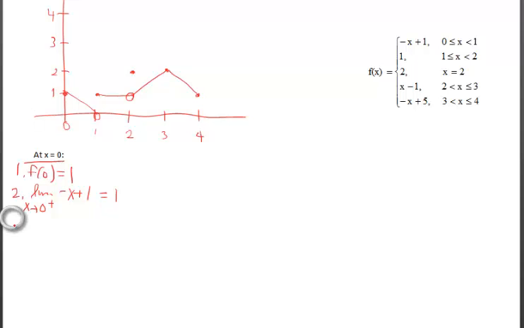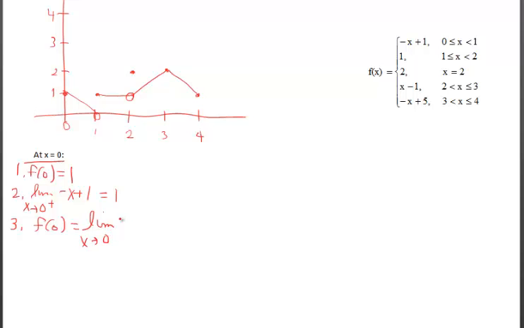The third part of the continuity test says, does the functional value in part 1 equal the limit value in part 2? Simply, does 1 equal 1? It does. So what's the notation that we should show? To verify continuity, f of 0, the functional value, which is 1, is equal to the limit statement. Because if these are both equal to 1, I can equate these two statements.